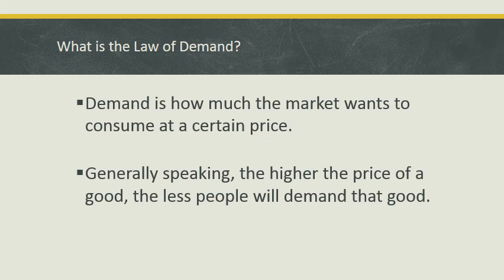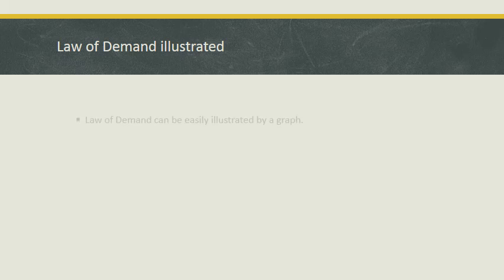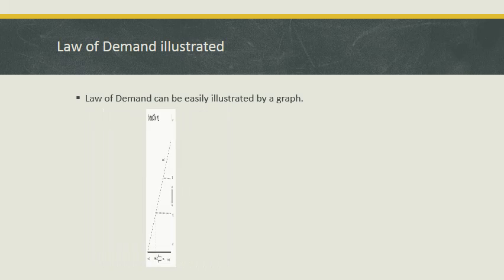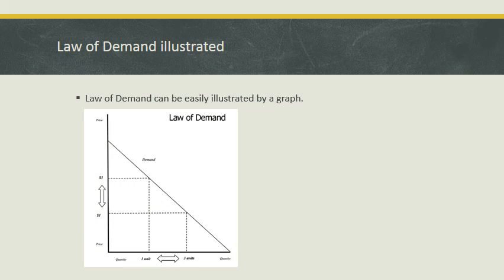What is the law of demand? Demand is how much the market wants to consume at a certain price. Generally speaking, the higher price of a good, the less people will demand that good. The law of demand illustrated. The law of demand can be easily illustrated by a graph, just like supply.